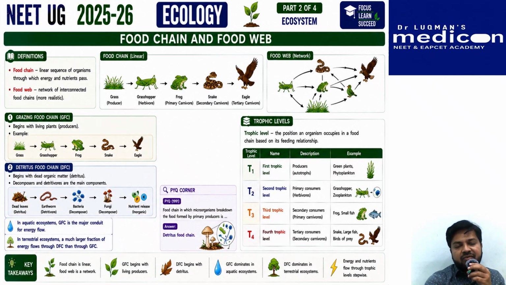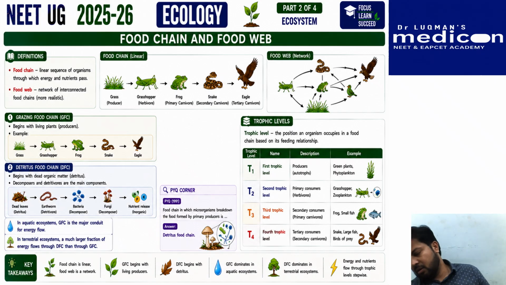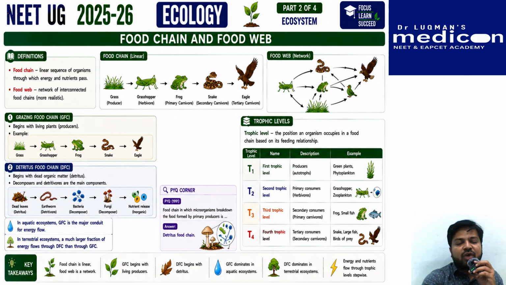Important terms you have to understand is trophic levels. The trophic level, the position an organism occupies in a food chain based on its feeding relationship, is called trophic level. Trophic level 1, the first trophic level, producers, also called autotrophs, are green plants and phytoplankton. Second trophic level is primary consumer, that is herbivores, example grasshopper and zooplankton. Third trophic level is secondary consumer, that is primary carnivores, example frog and small fishes. And fourth trophic level is tertiary consumer, that is secondary carnivores, example snake, large fish and birds of prey.